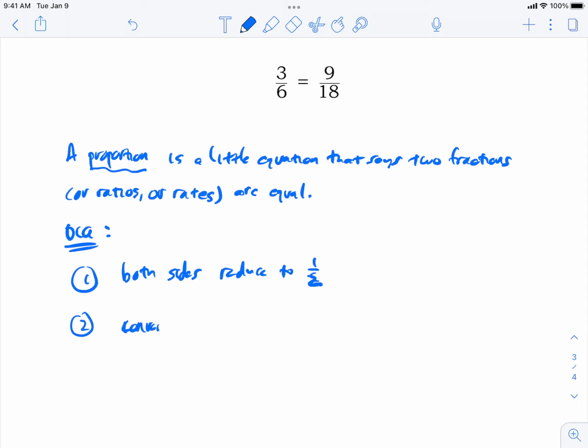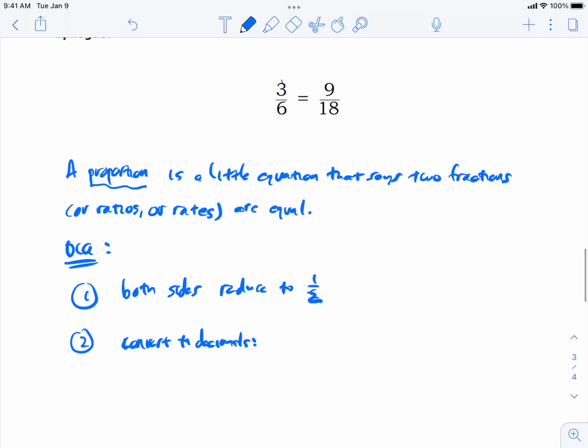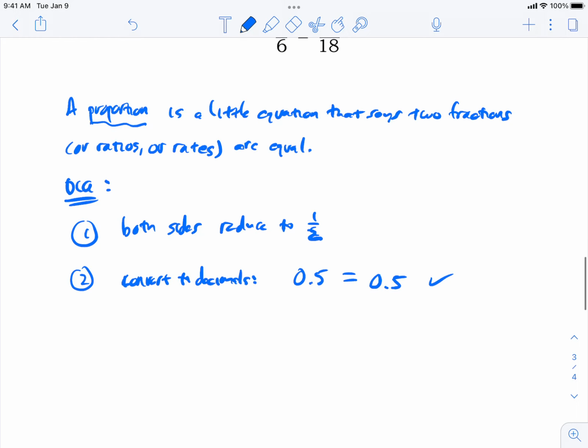2. If you convert to decimals, remember how to convert a fraction to a decimal? You basically take 3 divided by 6. That's how you convert that to a decimal. 3 divided by 6 is 0.5. Now if you come over here and you take 9 and divide it by 18, your calculator is going to tell you exactly the same thing, 0.5. In other words, if you make decimals out of them, they're going to be the same. So that's pretty cool, right?